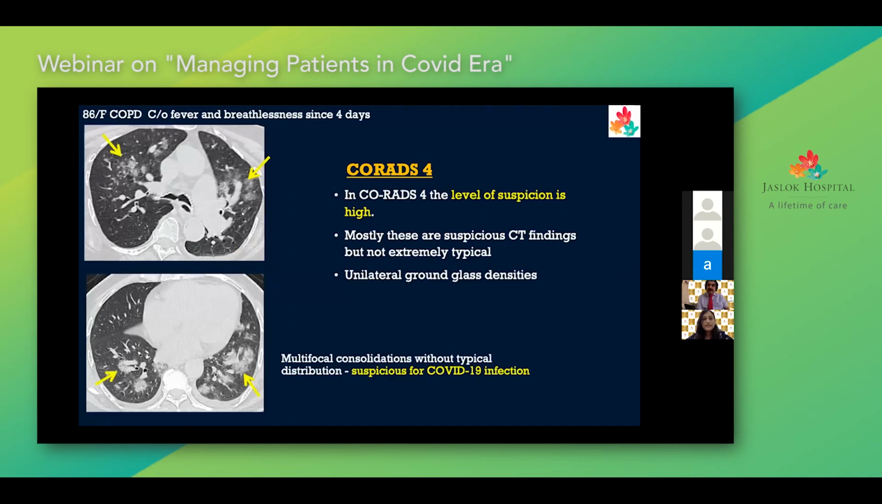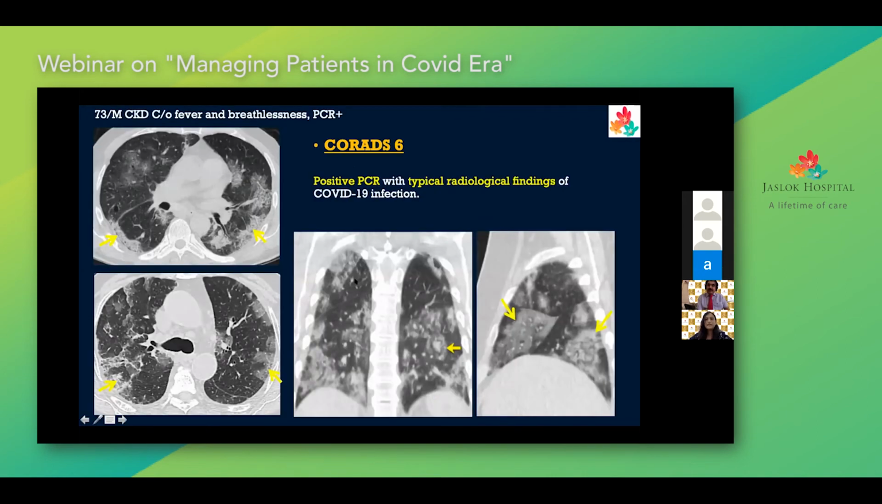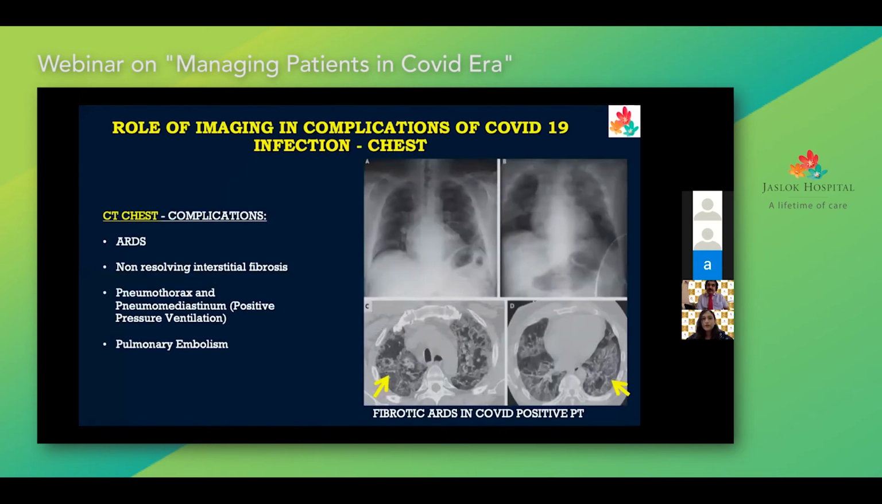CO-RADS 4, this is an example with multifocal consolidations without a typical distribution. So this is still suspicious for COVID infection. This is an example of CO-RADS 5, where we see classic peripheral ground glass and patchy densities. So they have subpleural location and lower lobe predominance, and this is a typical finding of COVID-19 on CT. An example of CO-RADS 6, where similar typical radiological findings with a positive PCR report. Now, one drawback of CO-RADS is that you have a little bit of inter-observer variation when it comes to CO-RADS 2, 3, and 4.